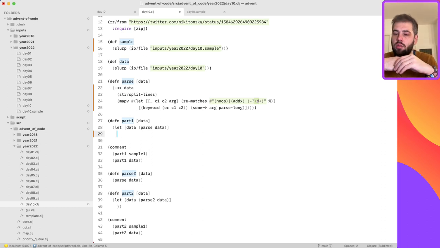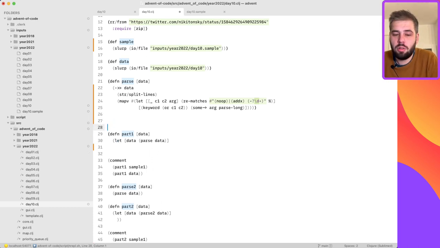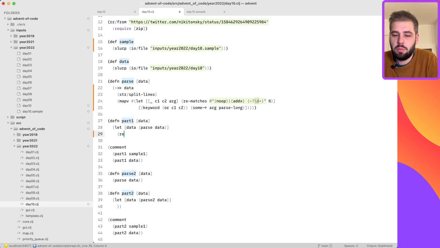Yeah, that's actually a good suggestion. But what I was thinking is, ultimately we want a sequence like 1, 2, 3, 4, 4, 4, 5, like this, right? So we can probably reduce over it.